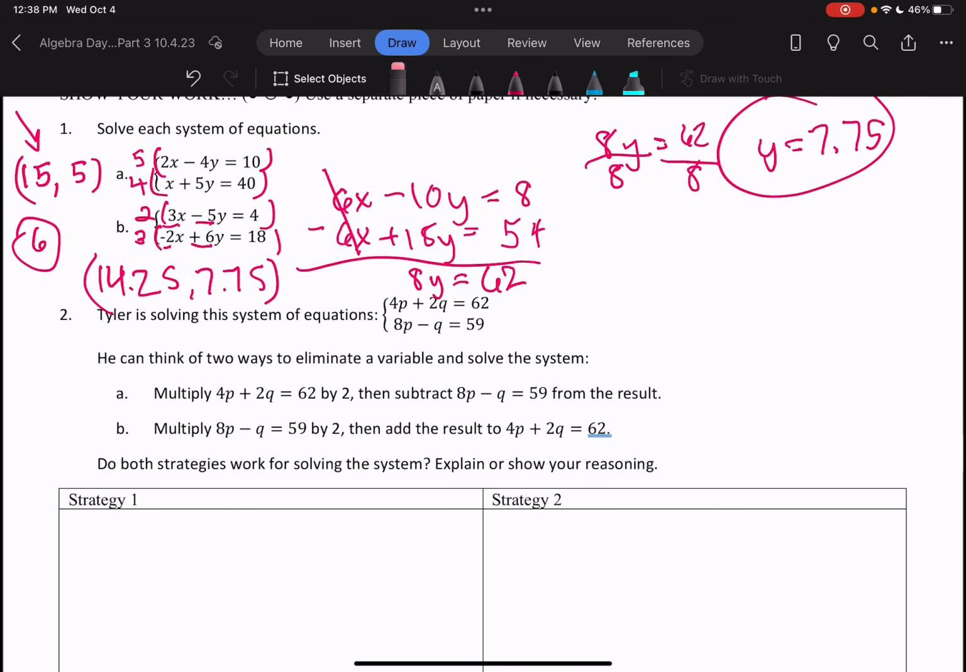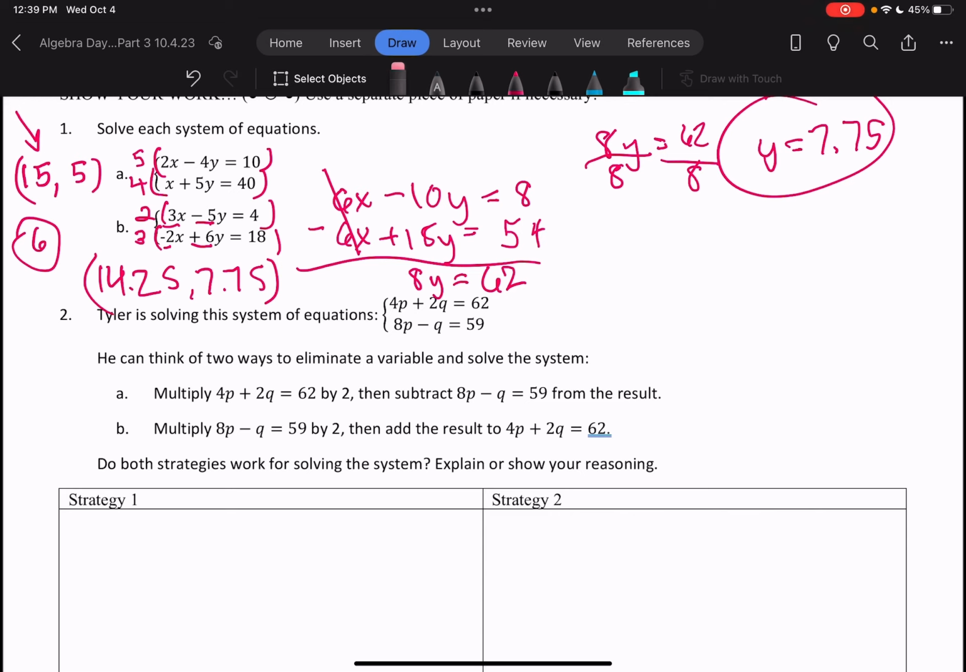So when you have a system in which it isn't easily apparent or obvious to multiply one of the equations by something to equal the other and get an opposite number for a coefficient, then you might have to multiply both equations by something. Let's look at number 2. Tyler is solving the system of equations. He can think of 2 ways to eliminate a variable and solve the system.